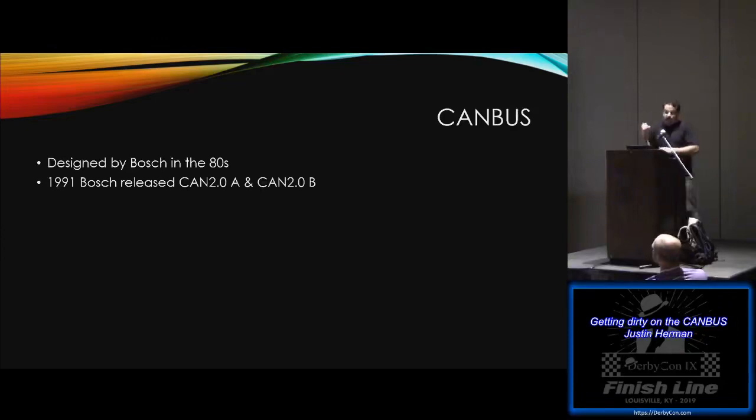So the CAN bus was actually designed by Bosch in the 1980s, and in 1991, they released both a CAN 2.0A and a CAN 2.0B. This was adopted in 1993 by ISO 11898, the ISO standard. Now, the difference between A and B is actually the address length. In A, you get 11 bits for addressing, and in B, you get 29 bits. When you think about the OSI model, the CAN bus sits basically in the data link and physical layer, while OBD2 would be more transport and network.